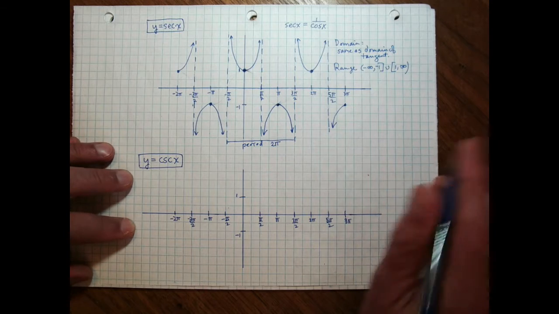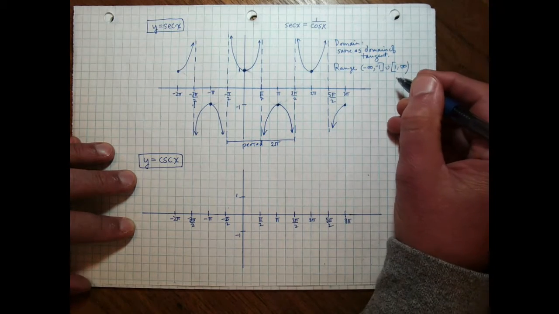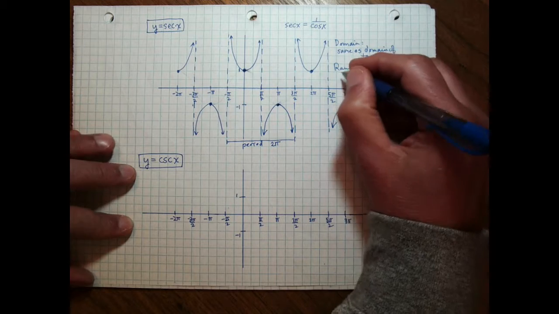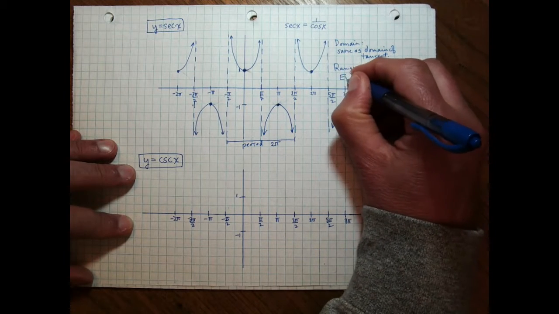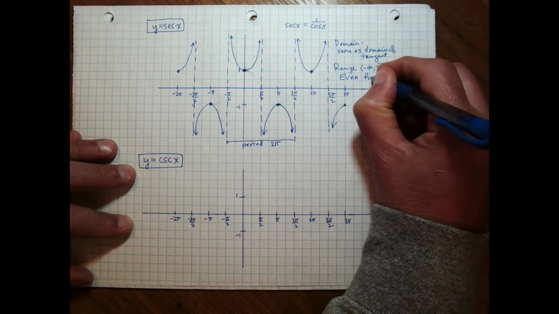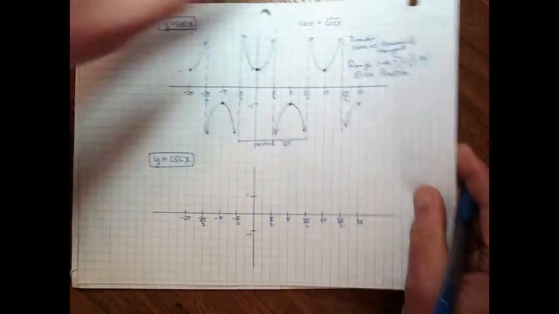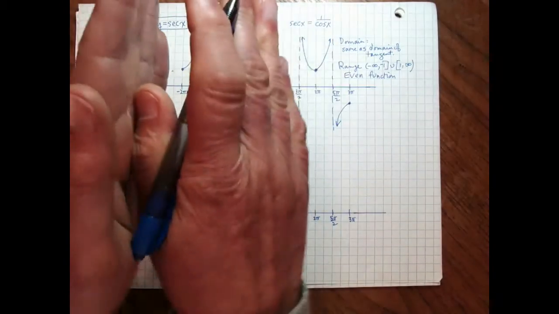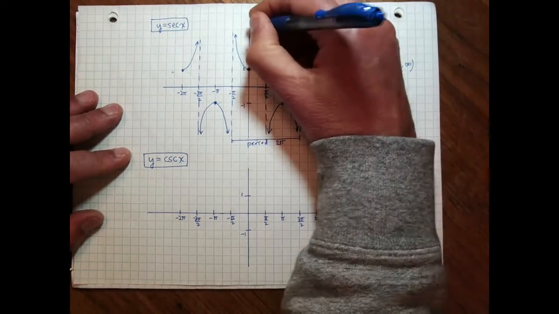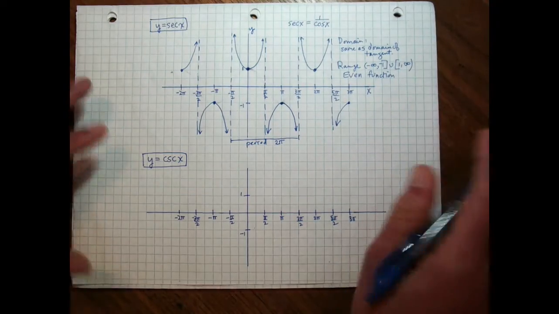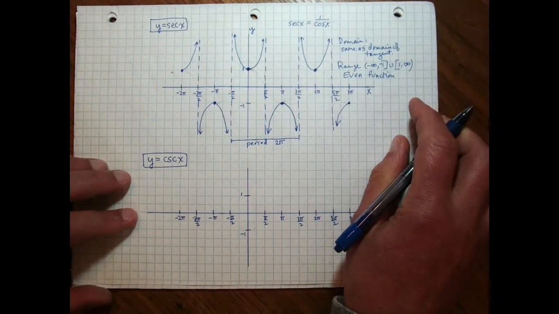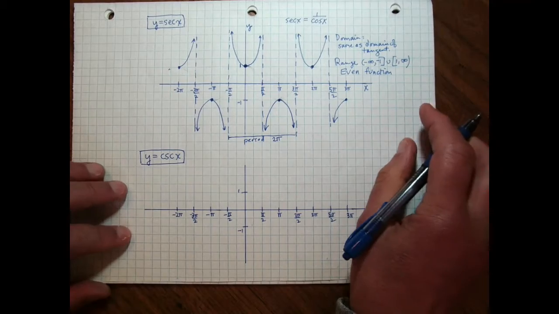Secant, again, has period 2 pi, and it's an even function, just like cosine. You do not get the same graph if you rotate it 180, like you do for an odd function, but we do have this symmetry around the y-axis. If we fold along the y-axis, the two halves come together.